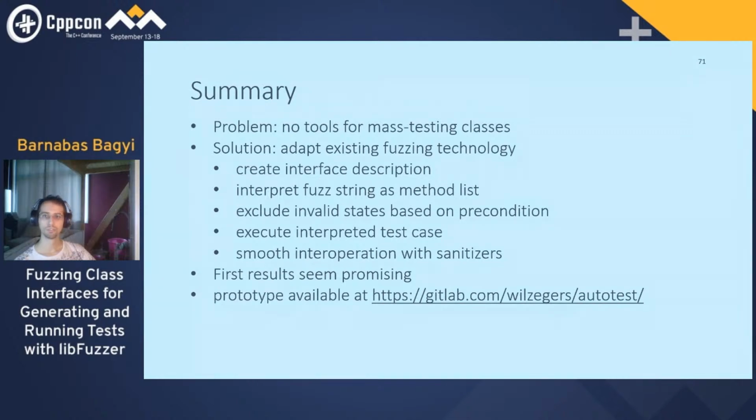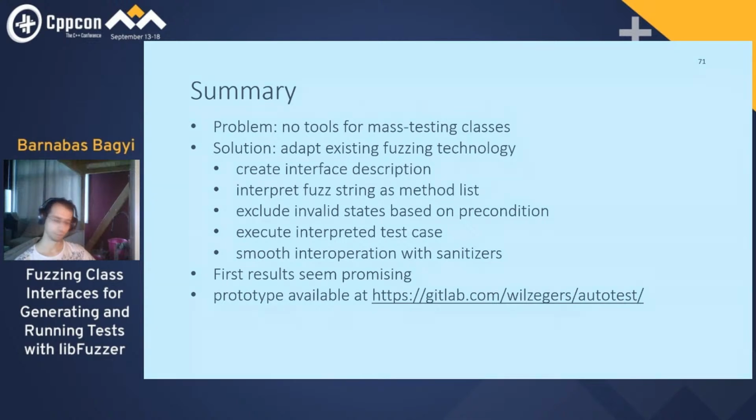To do this, we first created a way to describe the interface of the class that we want to test. Afterwards, we interpreted the fuzz string as a method list and excluded the invalid test cases from it. We then executed the interpreted test case. And what's great about this solution is that it works well with the same sanitizers that libFuzzer can be used with.